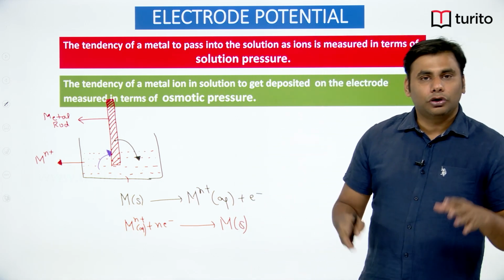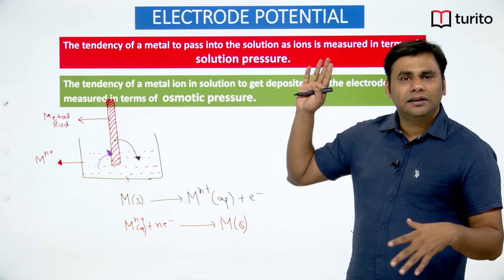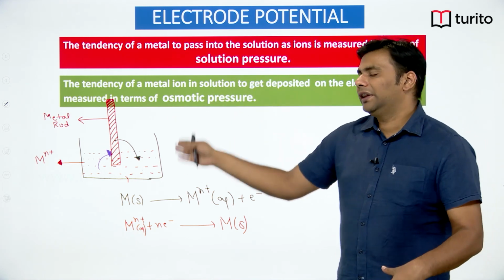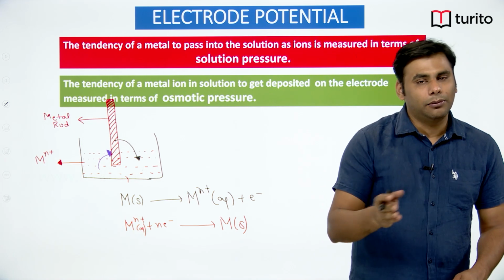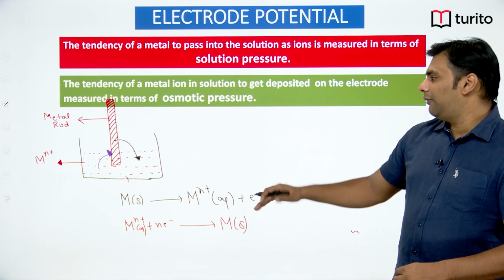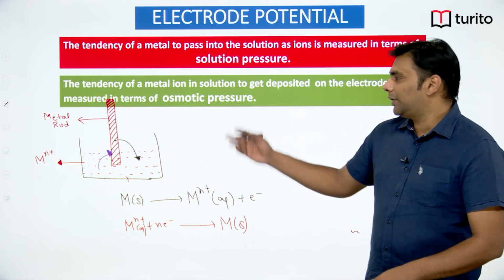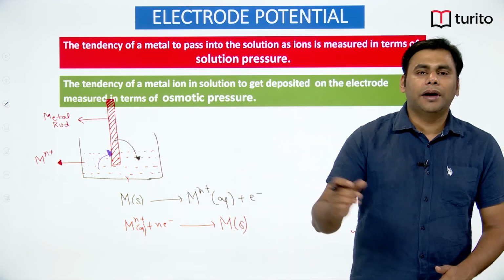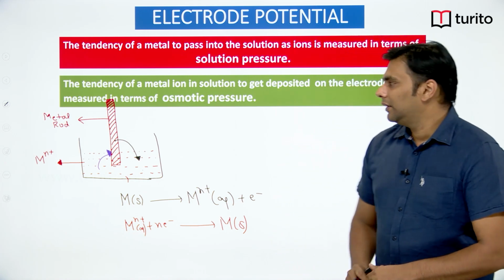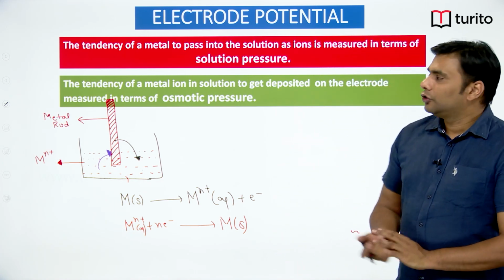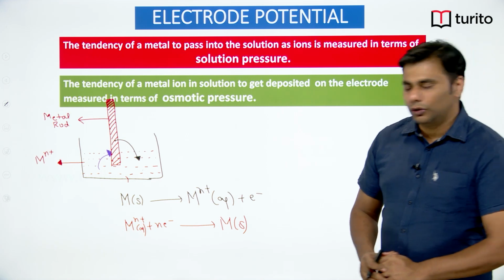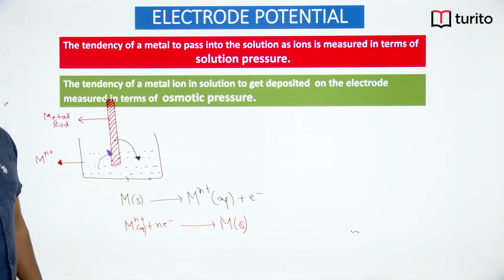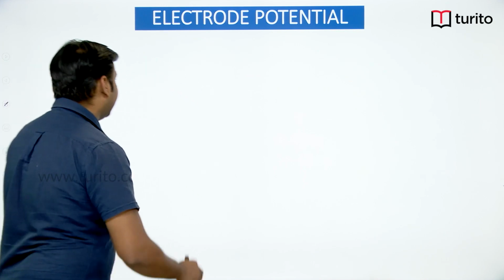This tendency of metal ion to get deposited at the rod in the form of metal is measured by osmotic pressure. Depending upon which is greater, if solution pressure is greater than osmotic pressure, then the metal will get oxidized and the metal ion will come into the solution. If the osmotic pressure is more, then the metal ion will get reduced and metal will be deposited at the metal rod. These are the two basic concepts you should know before we understand the concept of electrode potential. Now we have three cases.